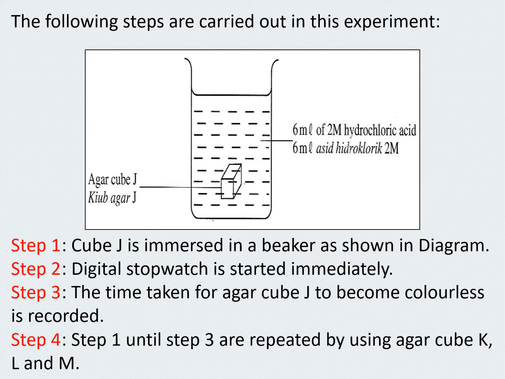The following steps are carried out in these experiments. Step number 1, cube J is immersed in a beaker as shown in diagrams. Okay, this is cube J. Digital stopwatch is started immediately. Step number 3, the time taken for agar cube J to become colorless is recorded. And then step 4, step 1 until step 3 are repeated by using agar cube K, L, and M. So in this diagram you can see that the agar cube J is immersed in 6 ml of 2 molar hydrochloric acids.